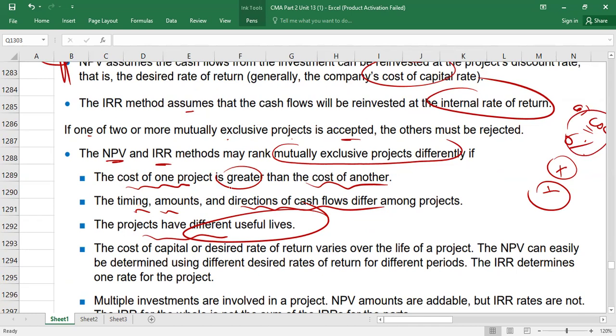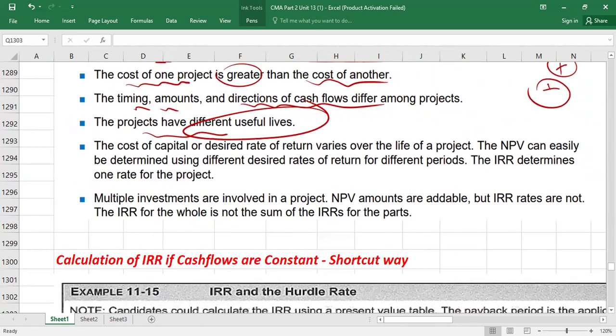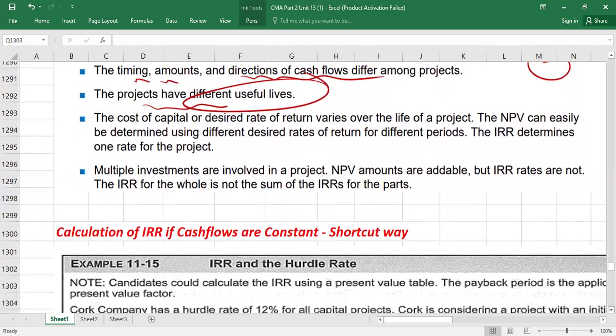So the point is, whenever there is a conflicting result, preference will be given to what? NPV, not IRR. Understood? And after this point, let me tell you, this point is also important.